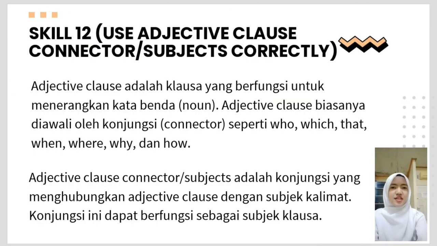Skill 12. Use adjective clause connector or subject correctly. An adjective clause is a clause that functions to explain a noun. Adjective clauses are usually preceded by a conjunction or connector such as who, which, that, when, where, why, and how. An adjective clause connector or subject is a conjunction that connects an adjective clause with the subject of the sentence. This conjunction can function as the subject of a clause.